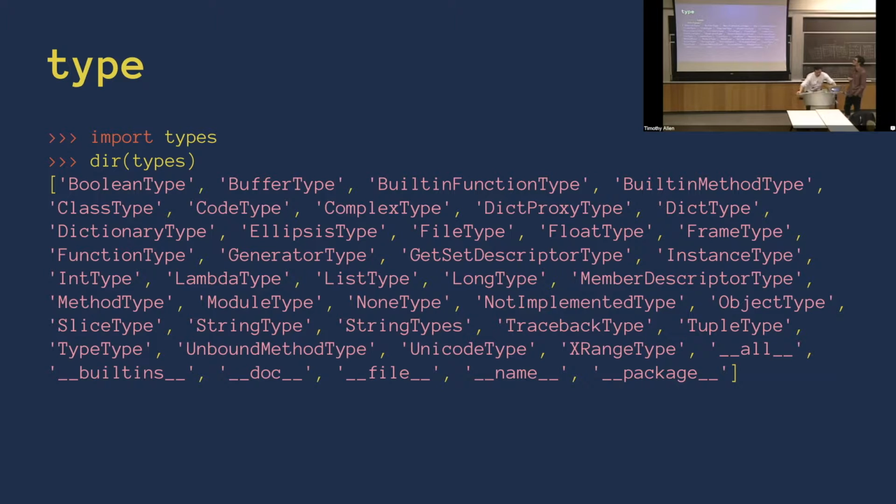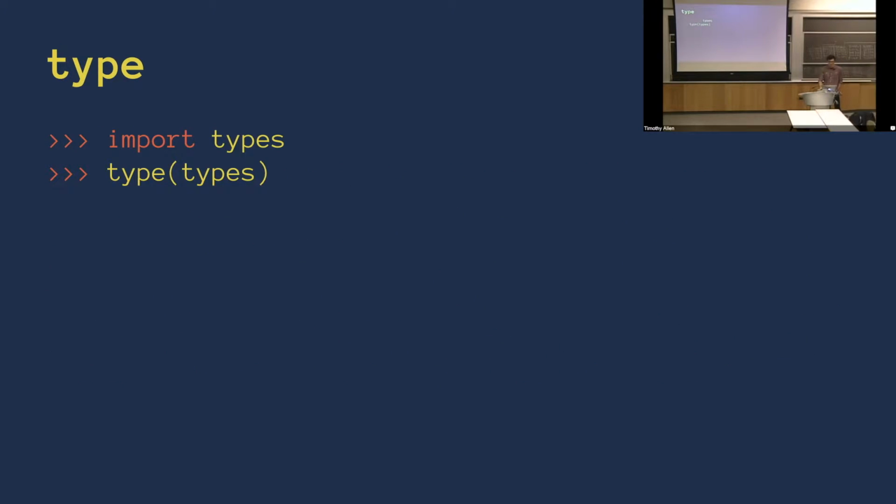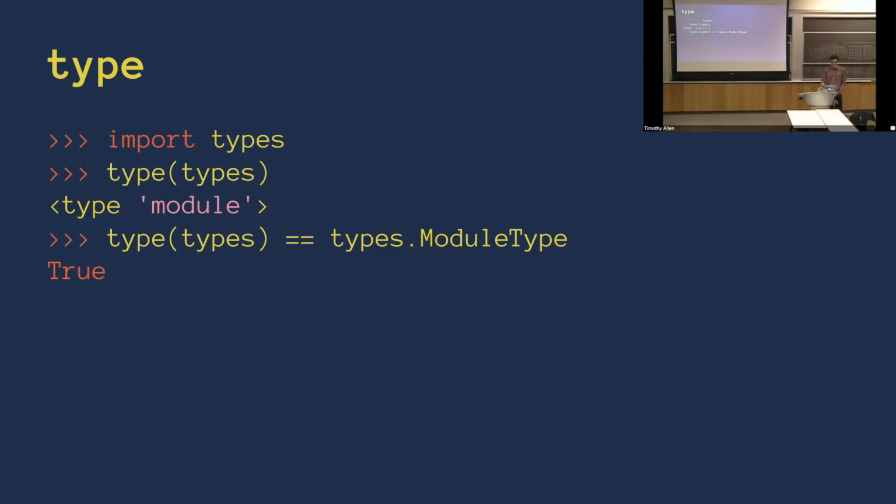All right, so there's a module called types. If you import it, all the types are in there. So you can do types.NoneType, they're all there. So while we have this imported, what's the type of types? What is it? Module. Right, ModuleType. So we can do this, types.ModuleType is the same thing as the type of types.